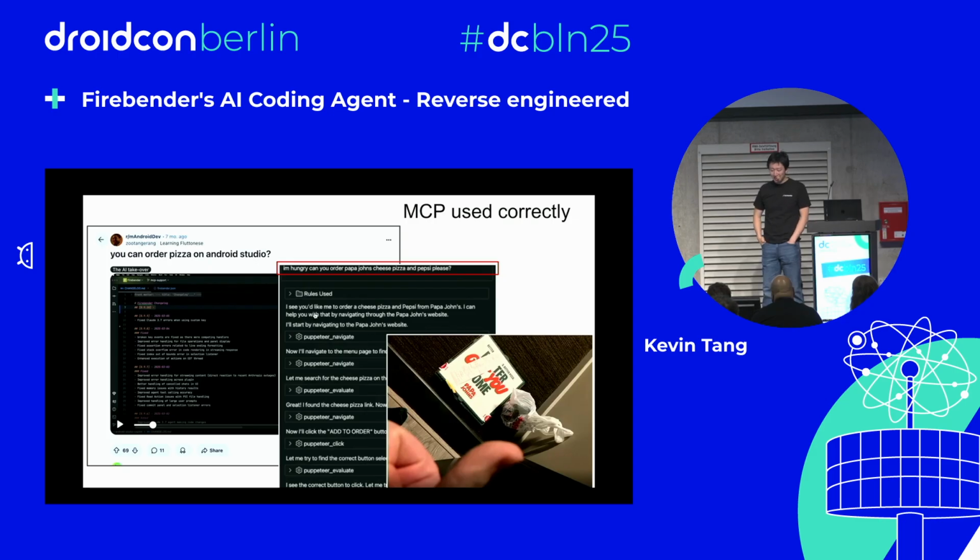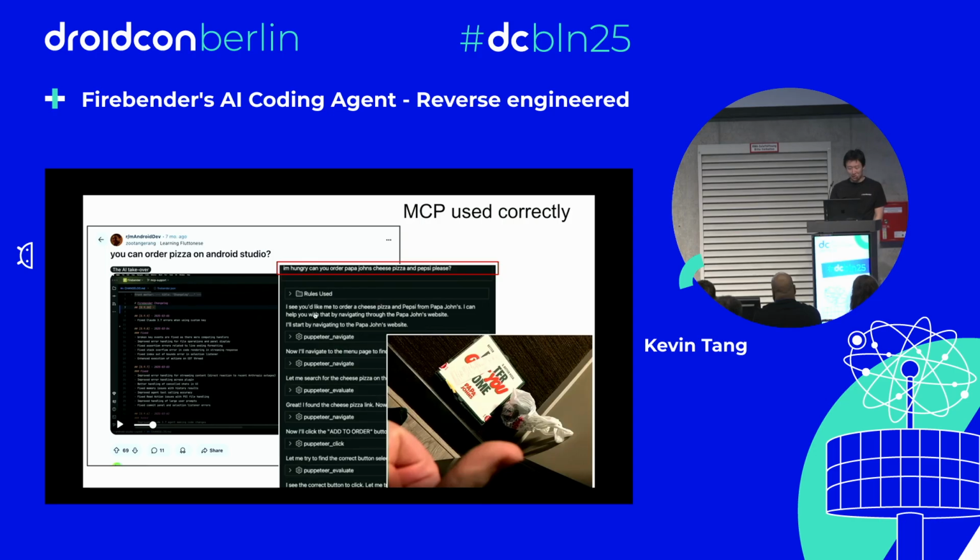"I'm hungry. Can you order Papa John's cheese pizza and Pepsi, please?" That was the prompt, and you can see the MCP calls. It actually opened a Chrome browser, went to papajohns.com, started clicking on things and just ordered a pizza. And there's the pizza there. That was really cool. That was posted on a subreddit, so I thought that was really funny.